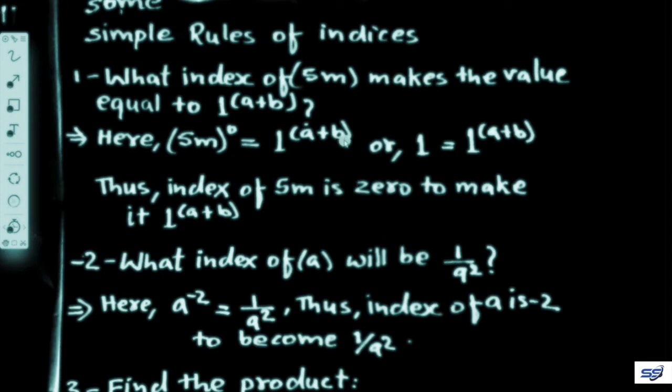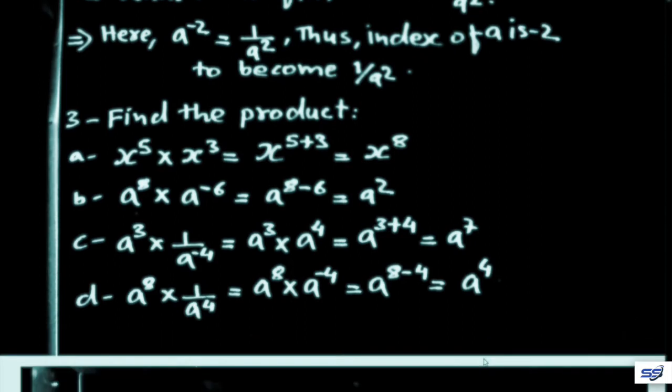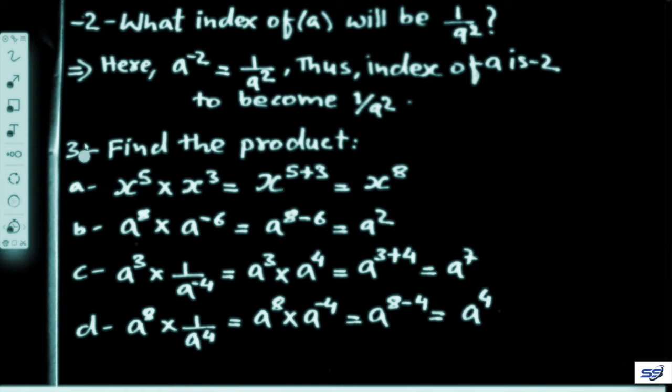In this way, we discussed two rules, and for more simple basic things, we have to see the product. Here, three questions are given, find the product. Now we have to find the product by certain simple and basic steps. See here, a) x power 5 into x power 3. The sign is multiply, so in multiplication, when the base is the same, the powers shall be added. So it equals x power 5 plus 3, equal to x power 8.